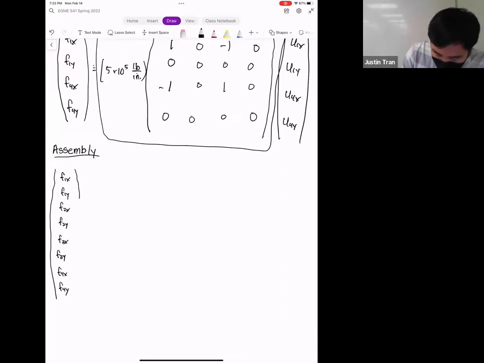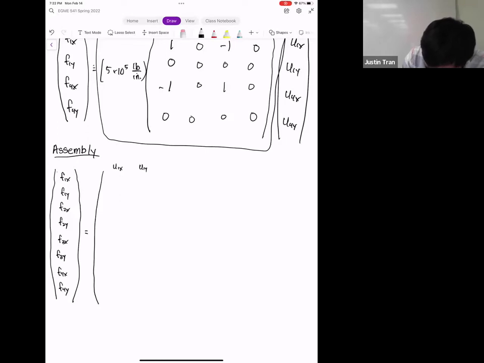Since we have 4 nodes in our domain, we're going to have 8 degrees of freedom. And so we're going to have 8 equations and 8 unknowns. Our global stiffness matrix here is going to be 8 by 8. So U1x, U1y, U2x, U2y, U3x, U3y, U4x, U4y.